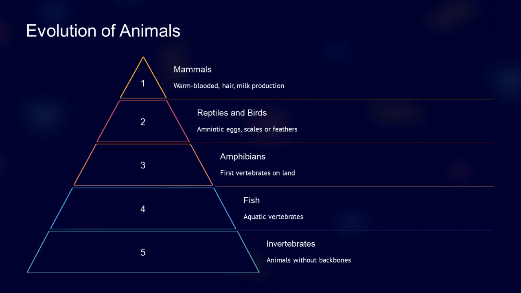Animal evolution follows a distinct pattern. Invertebrates, animals without backbones, were the first to evolve. Fish, the first aquatic vertebrates, came next, followed by amphibians, the first vertebrates on land. Reptiles and birds, with amniotic eggs, scales, or feathers, evolved later. Mammals, characterized by being warm-blooded with hair and milk production, are the most recent.